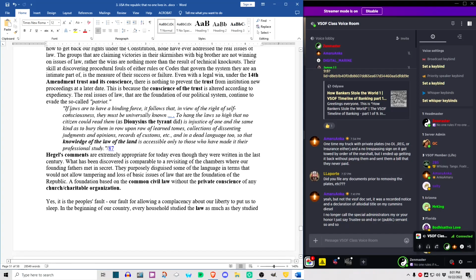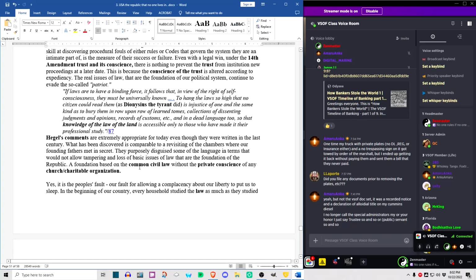So Hegel's comments are extremely appropriate for today, even though they were written in the last century. What has been discovered is comparable to a revisiting of the chambers where our founding fathers met in secret. They purposely disguised some of the language in terms that would not allow tampering and loss of basic issues of law that are the foundation of the Republic. Exactly. A foundation based in the common civil law without the private conscience of any church charitable organization. And this is kind of an oxymoron. I wouldn't ever say common civil law per se.